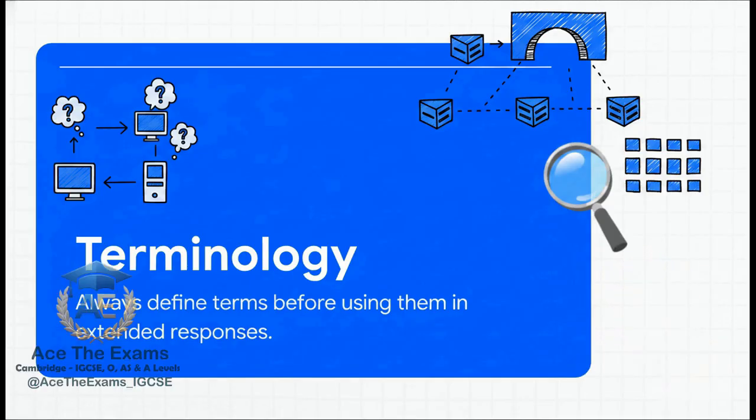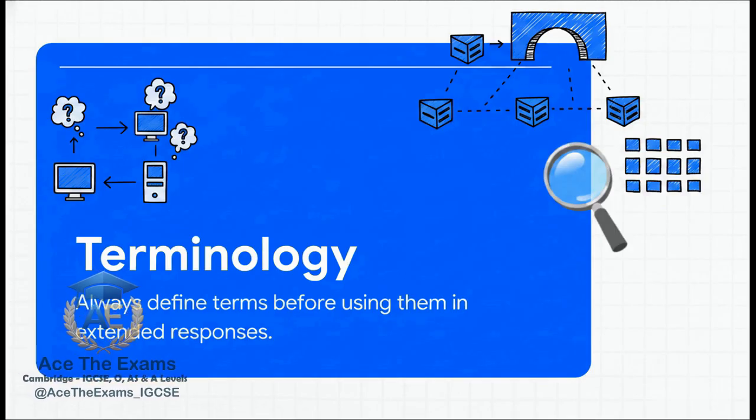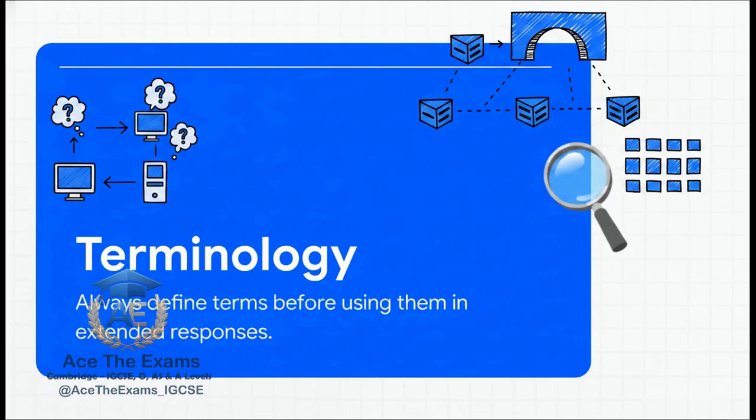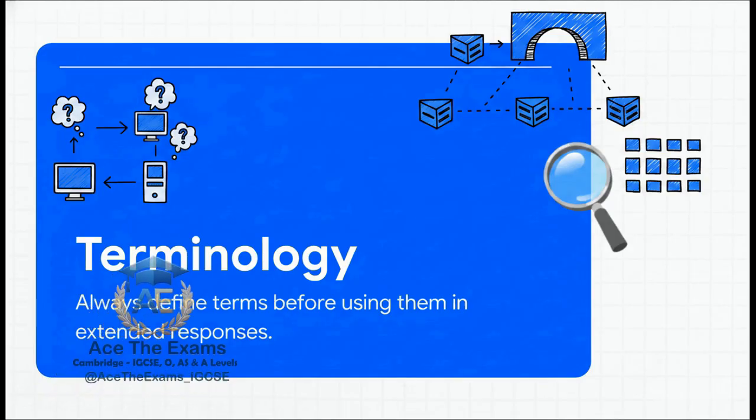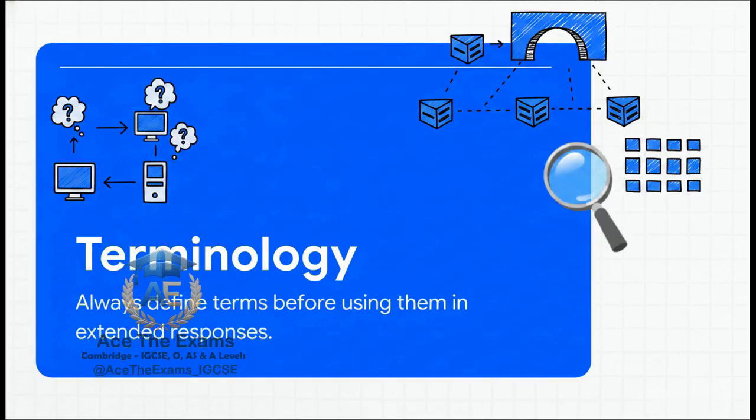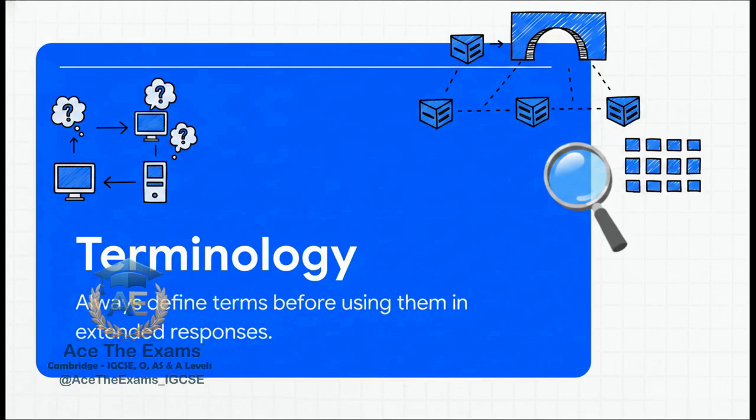Think about it. If you were going to write a whole paragraph about a gateway, translating protocols between dissimilar networks, or you're going to talk about a subnet mask, identifying the network portion of an IP address during packet transmission, you cannot just drop those words in and hope the examiner assumes you know what they mean. You need to define what those terms mean, specifically in the context of the question, before you deploy them in your extended responses. Define your terms clearly, and you secure those foundational knowledge marks immediately.